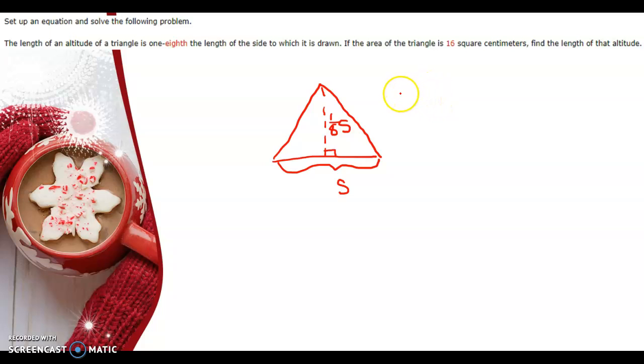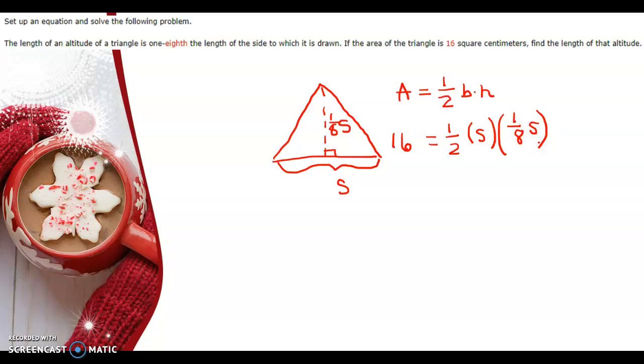So we have to remember a little bit from our geometry days. The area of a triangle is half the base times the height. And the base and height must meet at a right angle. So we have the area of the triangle is 16, so I'm going to substitute that in there. The base of our triangle is the one that I labeled S, and the height of our triangle is the one labeled 1/8 S. So notice we now have an equation with just one variable in it.